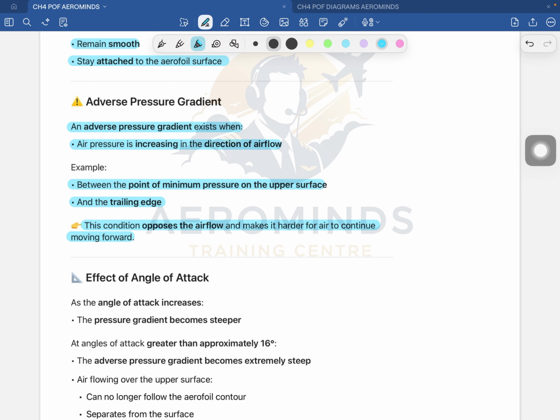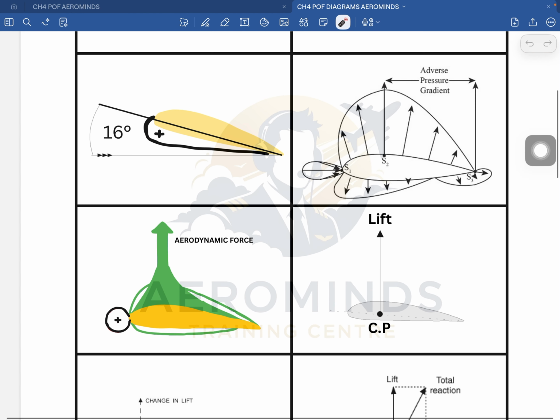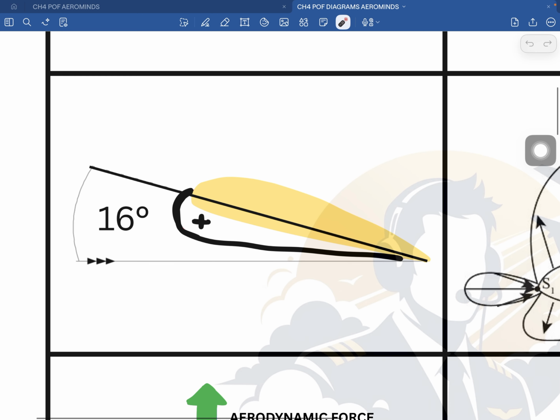Now we bring in the angle of attack, which you already know is the angle between the chord line and the relative airflow. As the angle of attack increases, the pressure gradient becomes steeper. Got it? This means that both the drop in pressure near the front and the rise in pressure towards the back become more extreme. The suction at the top surface will become much stronger, and the recovery of the pressure towards the trailing edge will become more difficult here.